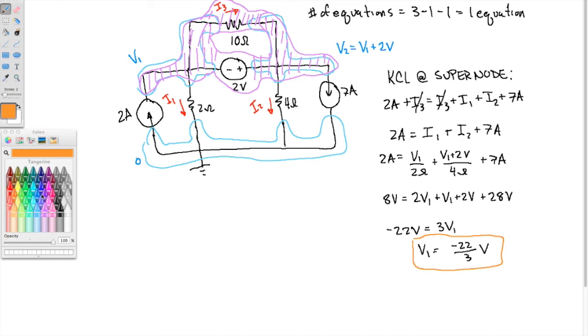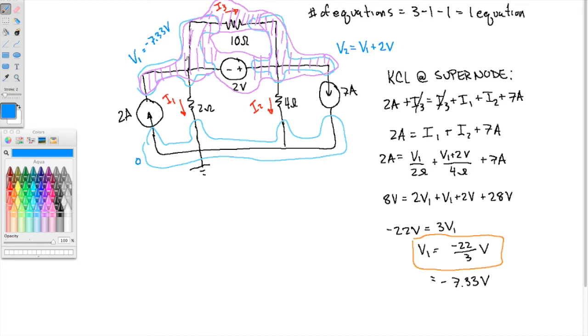And that is approximately negative 7.33 volts, right? So that's the voltage here. I'll write it in our figure. Negative 7.33. Now don't be thrown off by the negative sign.